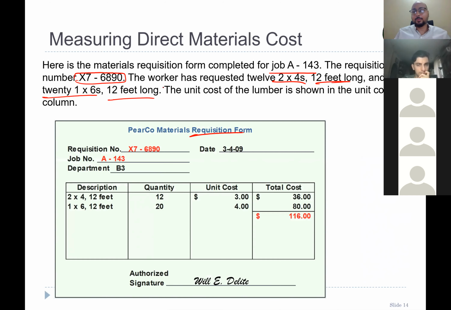Easy? Okay, here comes a real challenge: to find out manufacturing overhead. So now compute the predetermined overhead rate. Predetermined means estimated or applied, meaning in advance you are applying the overhead rate, right?